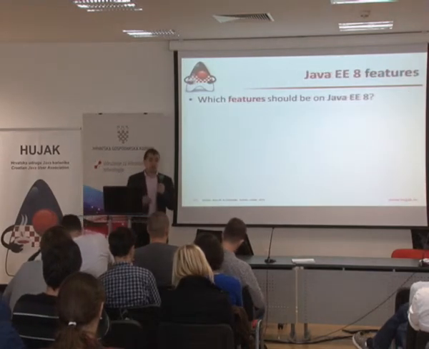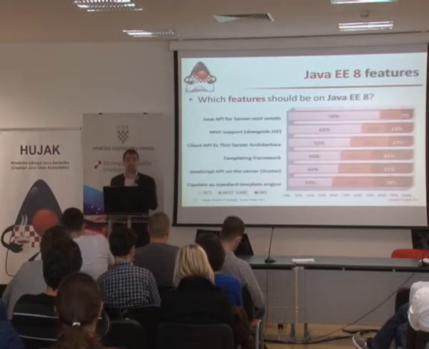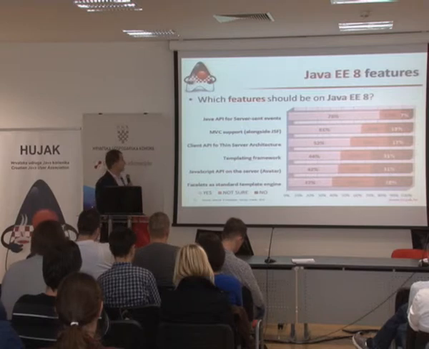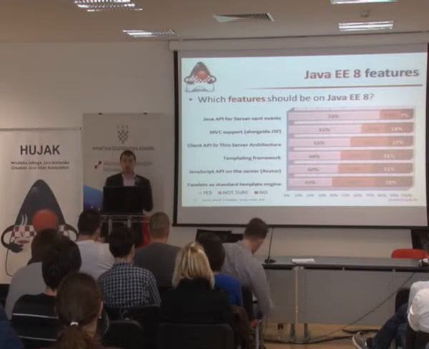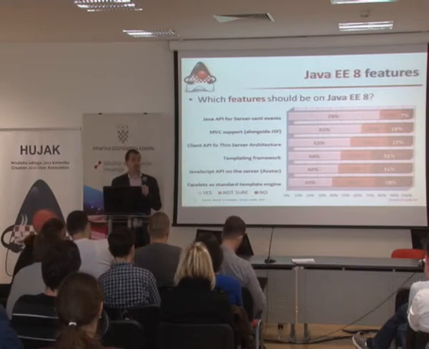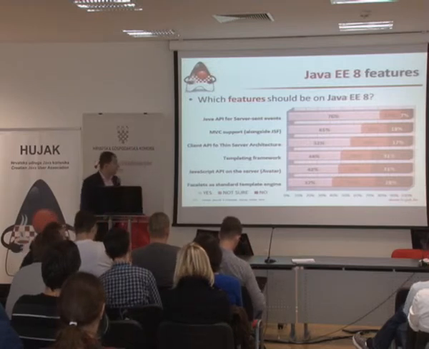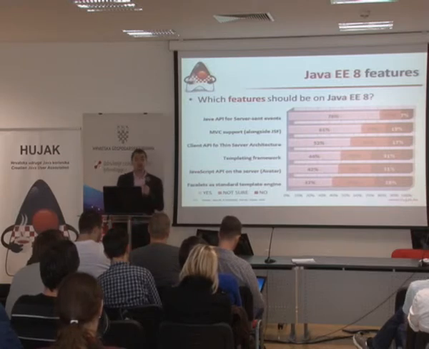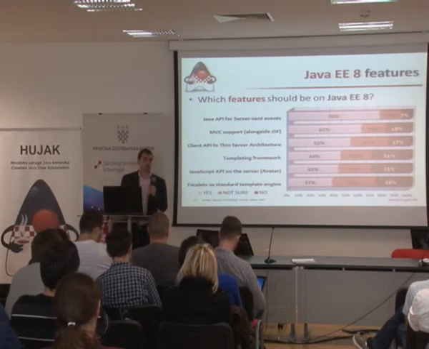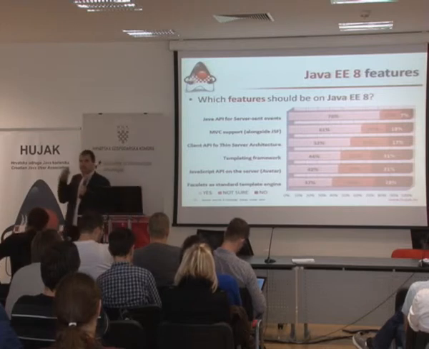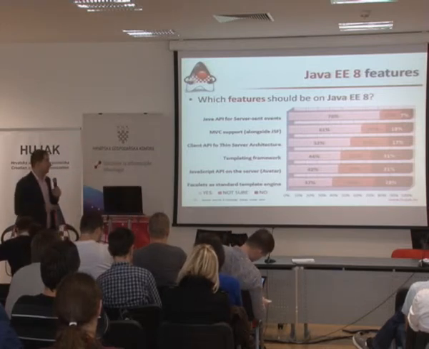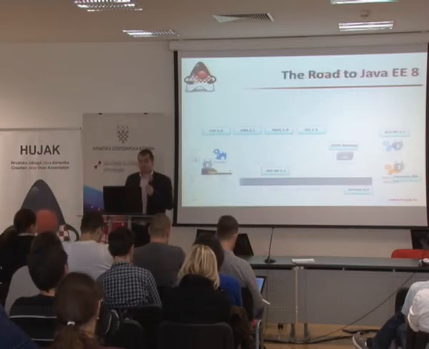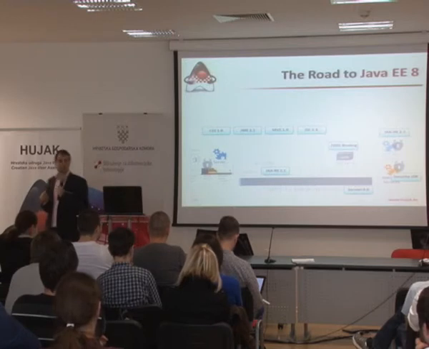And when we look at some other features of Enterprise Edition 8 that are important to us, we are looking at server-sent events, support for model view controller, client API on thin servers, templating, any kind of templating framework that is now really lacking, and a JavaScript API also on the server in Project Avatar. So these are the things that we are waiting for. I don't have the time to explain them in detail, but this is the road to Java EE 8.